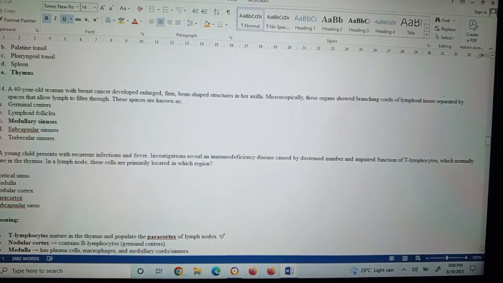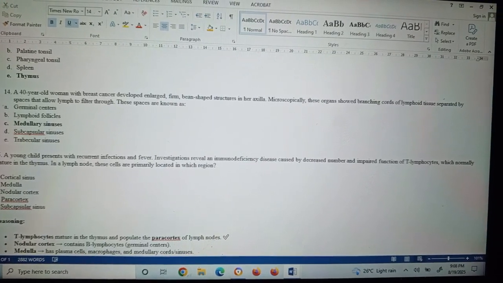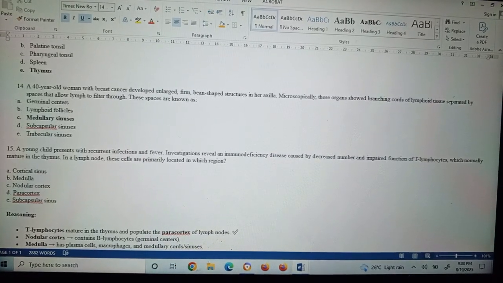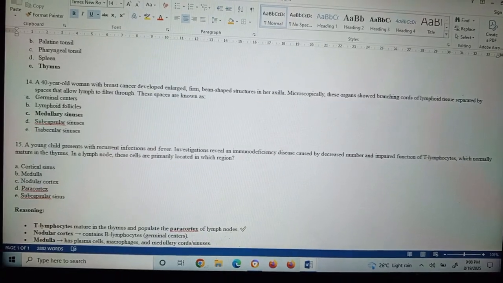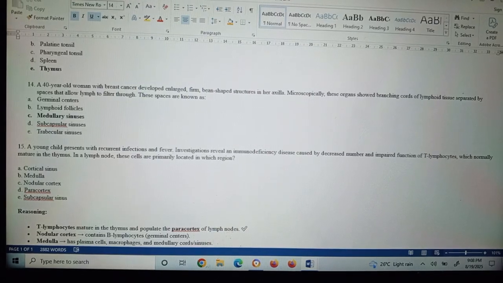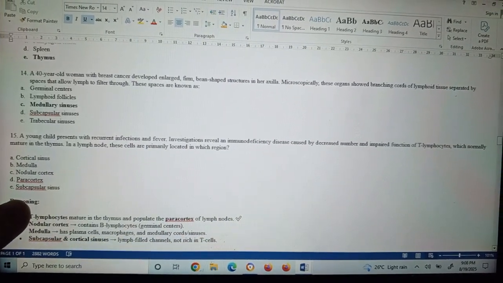Question number 4: A 40-year-old woman with breast cancer developed an enlarged, firm, bean-shaped structure in her axilla. Microscopically, these organs showed branching cords of lymphoid tissue separated by spaces that allow lymph to filter through. These spaces are known as germinal centers, lymphoid follicles, medullary sinuses, subcapsular sinuses, or trabecular sinuses. The answer is medullary sinuses.